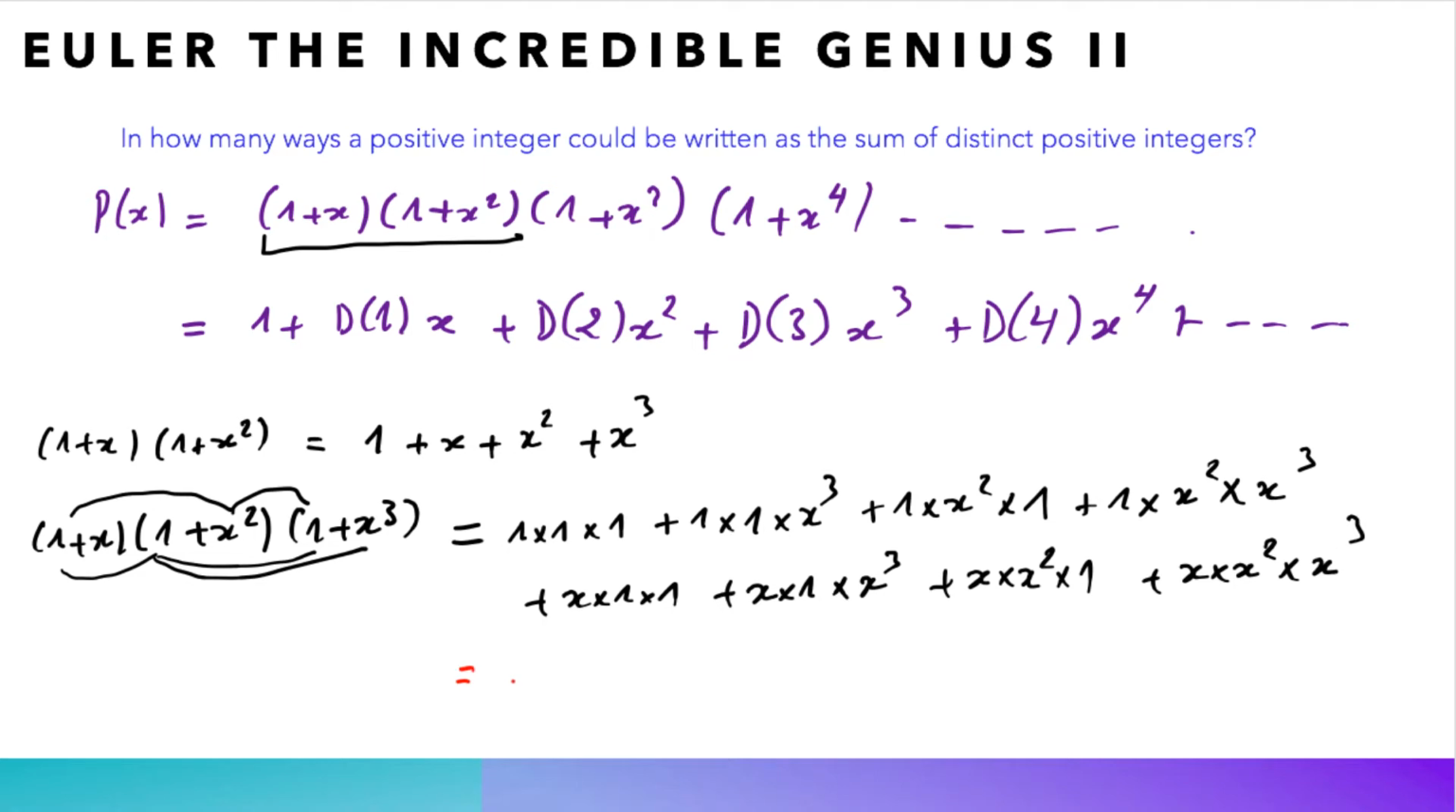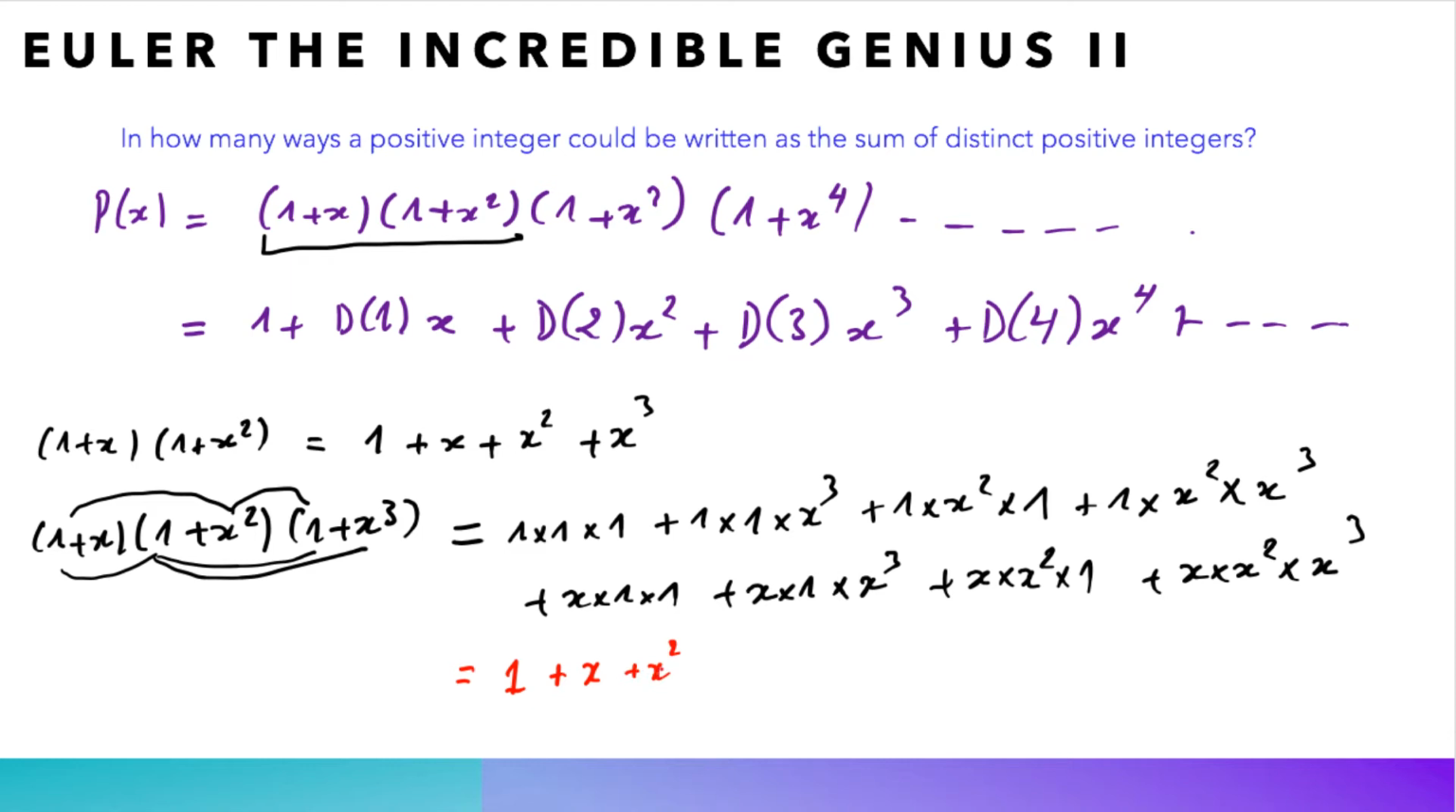So we get here 1 times 1 times 1, which is equal to 1. Terms in x, there is only one way to get an x, which is x times 1 times 1. So we have 1x here. There is also only one way to get an x squared, which is here. So we get plus x squared.